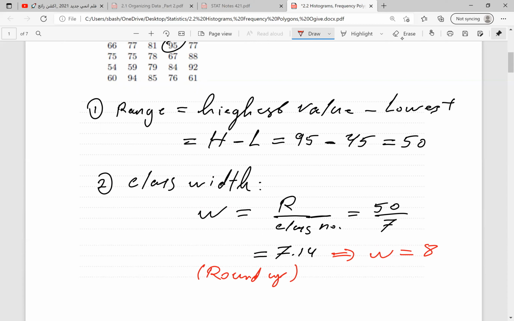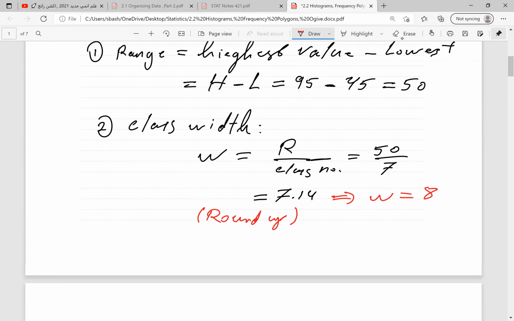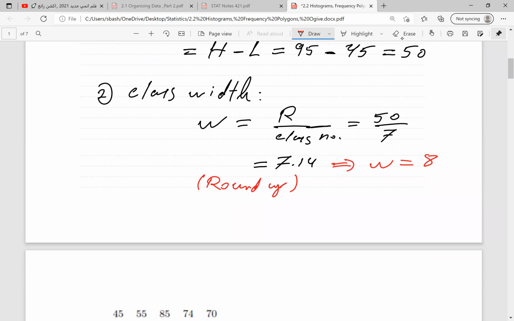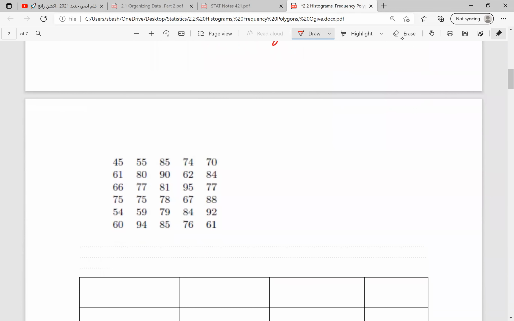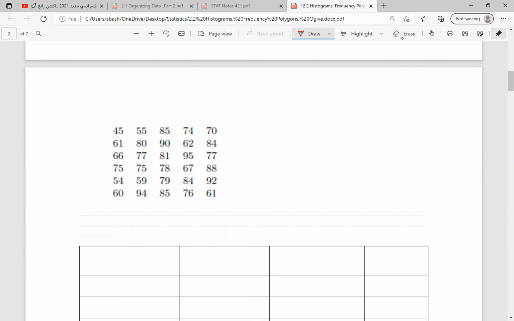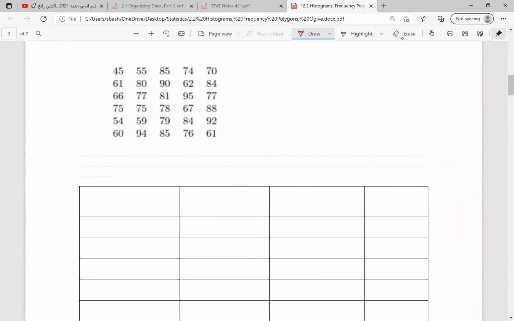If the class width has to be an integer, in that case, we may need to add one more class. We see this now. Now the class width is equal to 8. Now I have the class width, I have the range. We can start constructing the frequency distribution. For the frequency distribution now, we're going to start with something called the class limits.